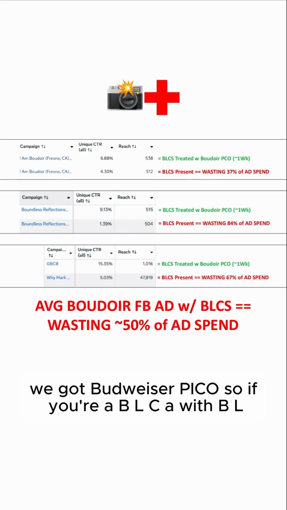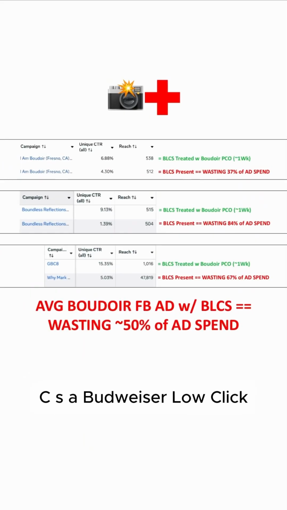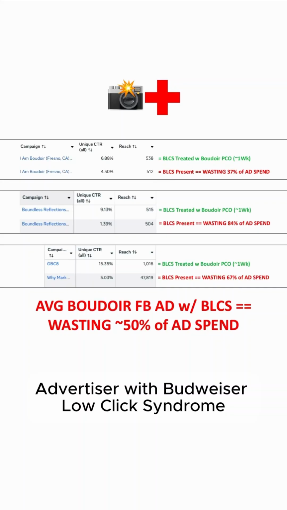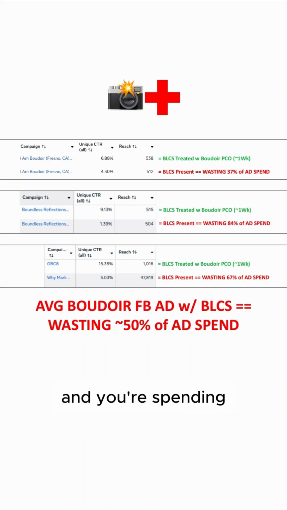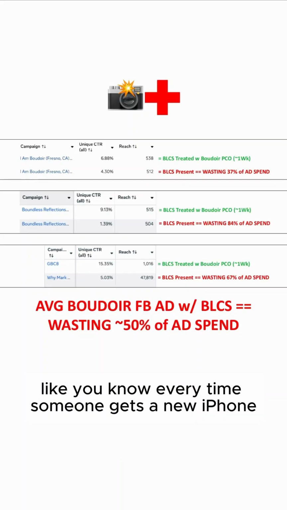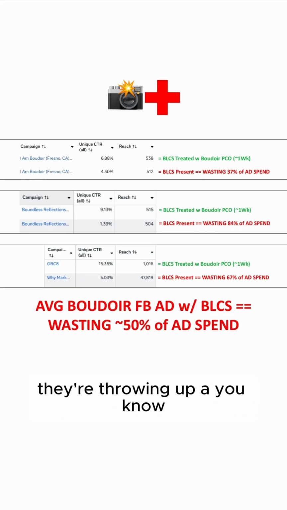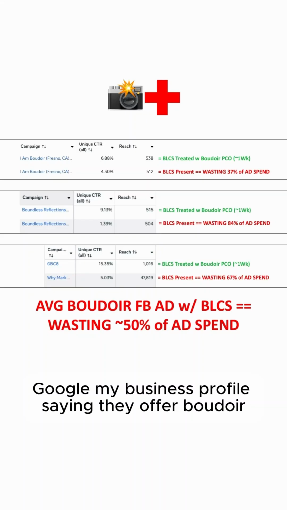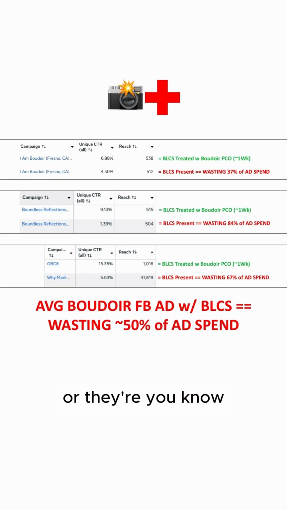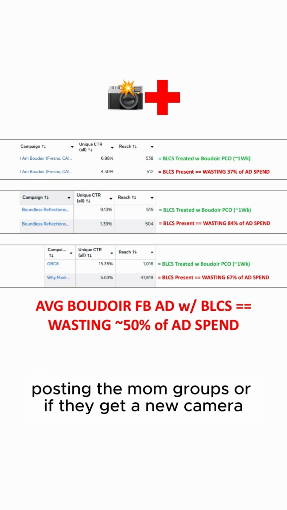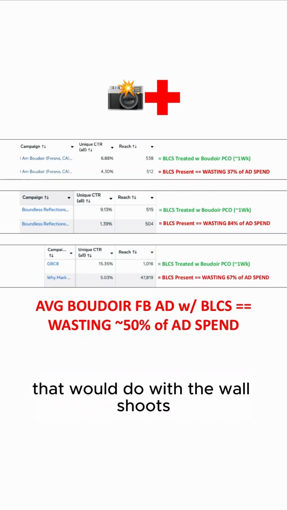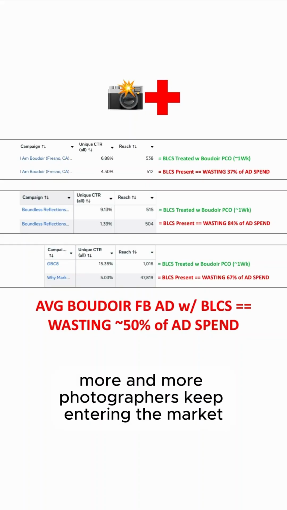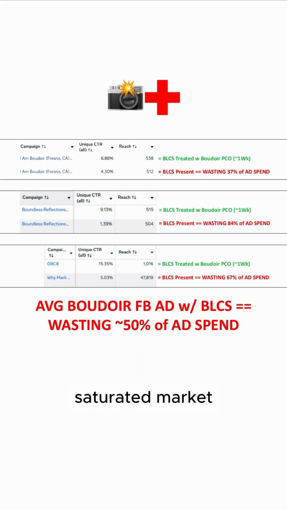So if you're a BLCA with BLCS, a Boudoir low click advertiser with Boudoir low click syndrome, and you're spending more than 10 grand a month on Boudoir Facebook ads, and you've seen how the market keeps getting more and more saturated with Boudoir photographers. Like, every time someone gets a new iPhone, they're throwing up a Google My Business profile saying they offer Boudoir, or they're posting in the mom groups, or if they get a new camera, they're posting in the mom groups saying they now do Boudoir shoots. So more and more photographers keep entering the market, saturated market.